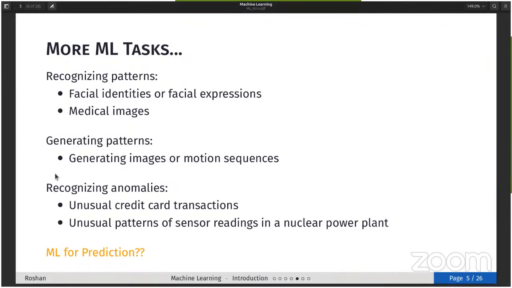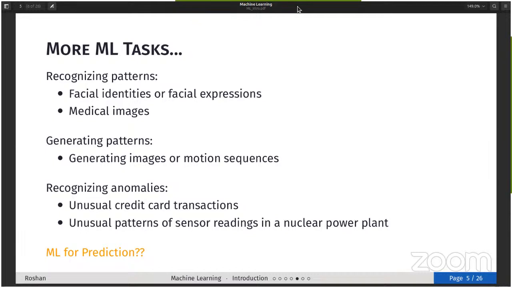Then one more is recognizing anomalies. Anomalies are some unusual thing that is happening. For credit card transactions, it can go through and see whether the transaction is actually done by you or is some scam or fraud or something. And unusual sensor readings in a nuclear power plant might be very critical.